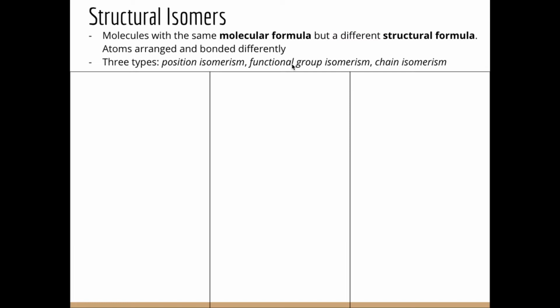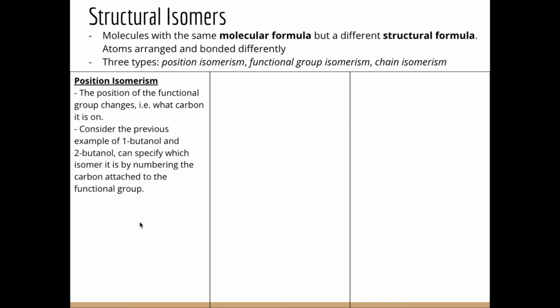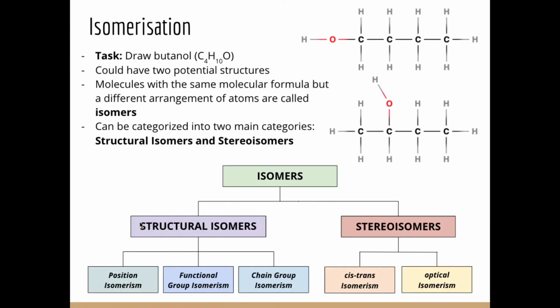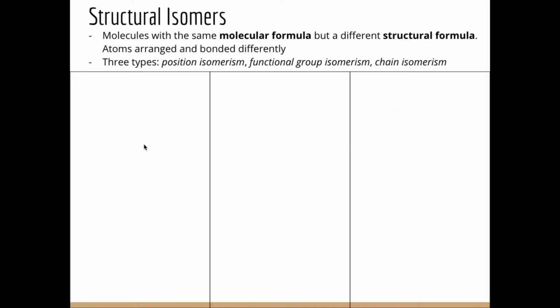Structural isomers are defined as molecules with the same molecular formula but a different structural formula. There are three types that we can have: position, functional group, and chain. Let's start with position isomerism. This is where we have a molecule that has a different position for the functional group, therefore a different carbon the functional group is bonded to. The example we looked at just here shows two position isomers. In this case, we've got our alcohol on carbon 1. In this case, we've got our alcohol on carbon number 2.